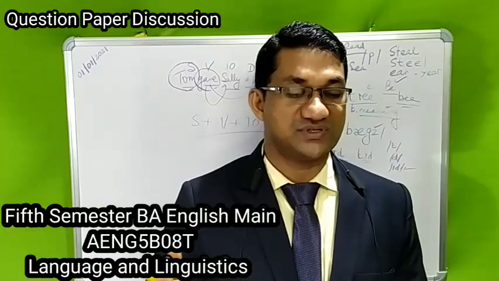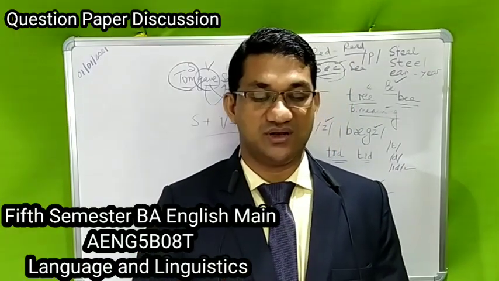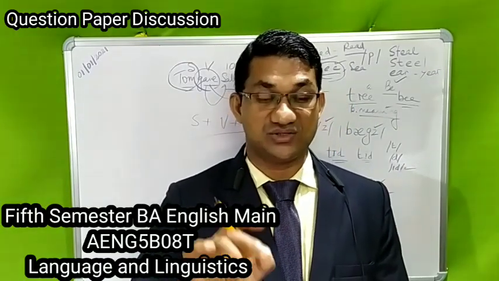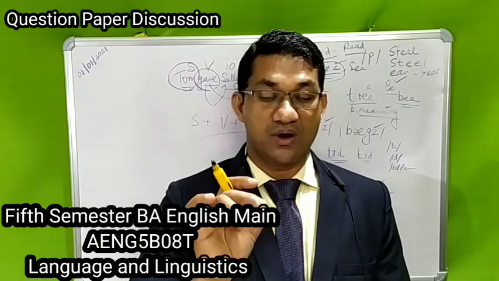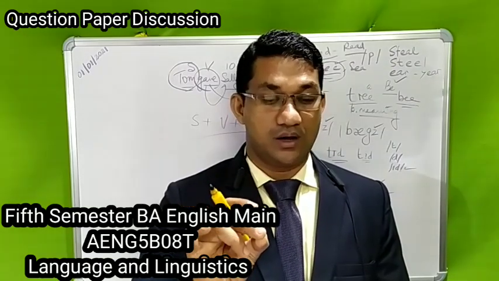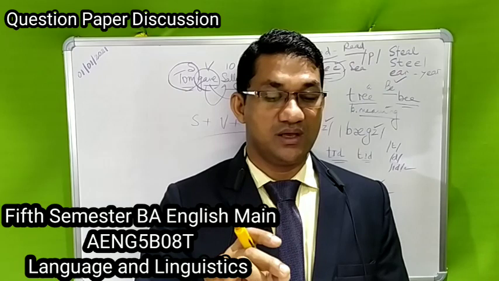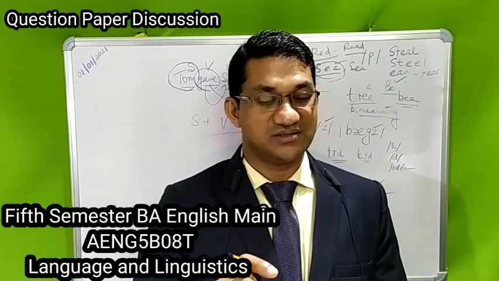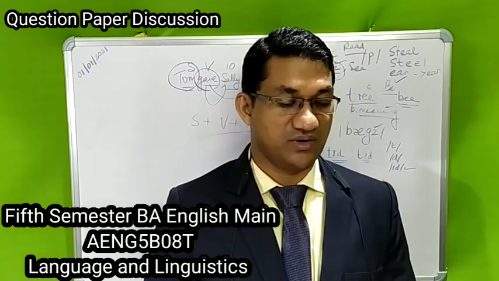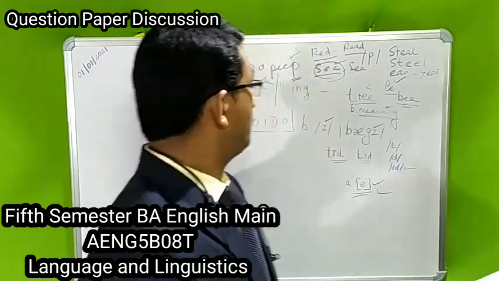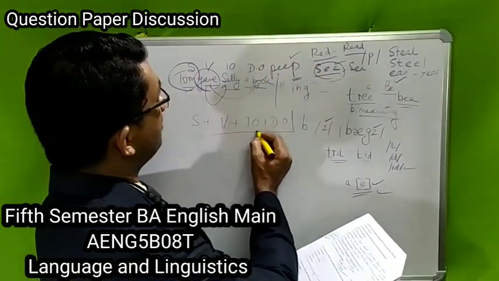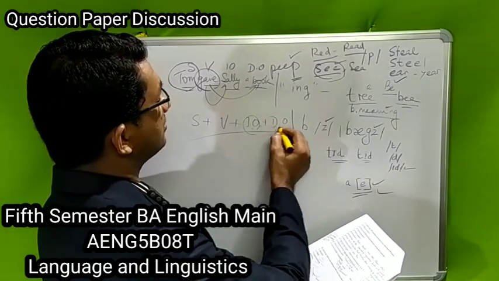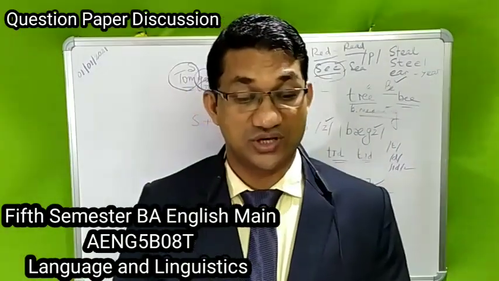Okay, Tom gave Sally a book. Identify the sentence pattern. Sentence pattern is SV, subject, verb, indirect object, direct object. That is it. So that is SVIODO. Okay, now the next question.